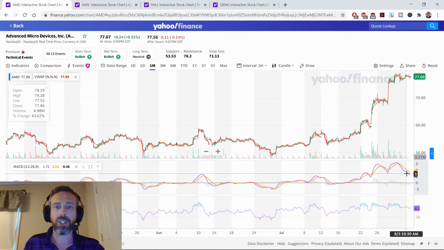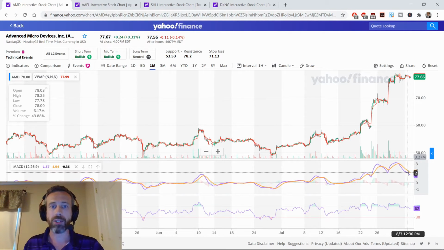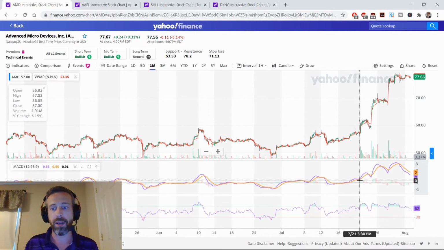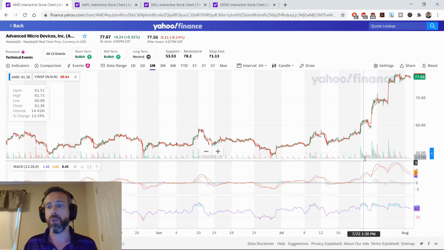Does that mean it's not going to go up more? No, but as you can see, the trend is going downward now. So you have more selling pressure than you did when it was just starting to go up. So now it's a little bit more risky. So what would you do?